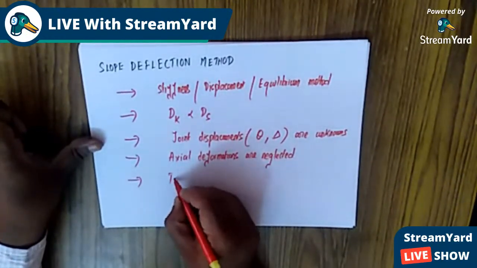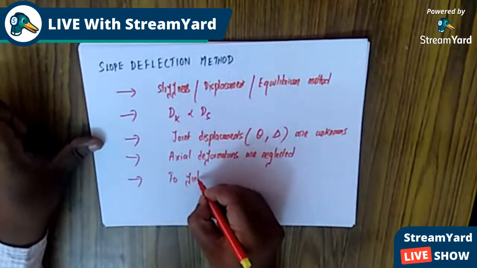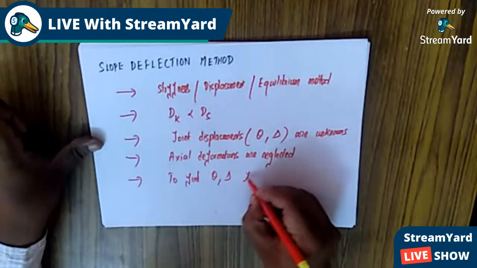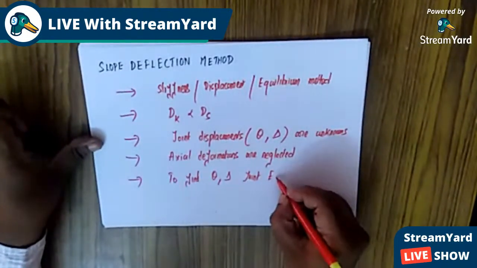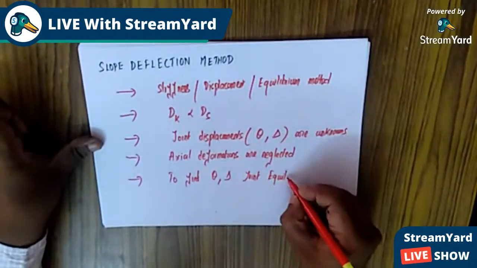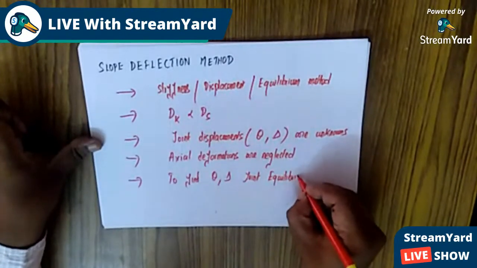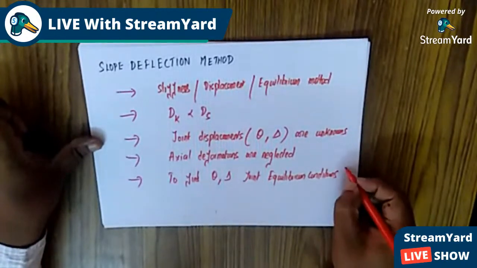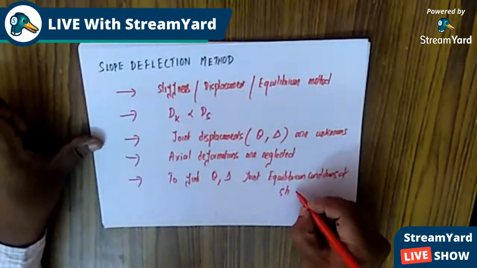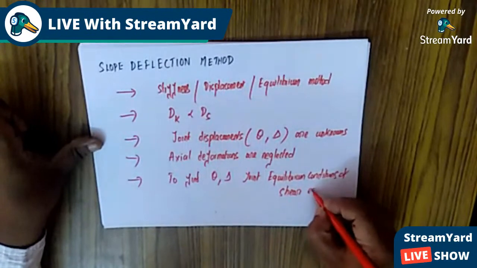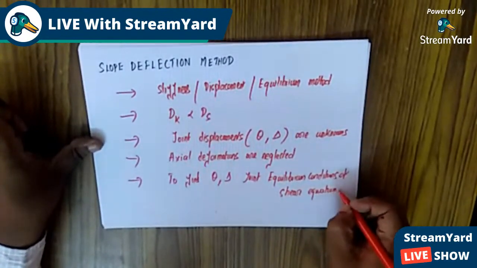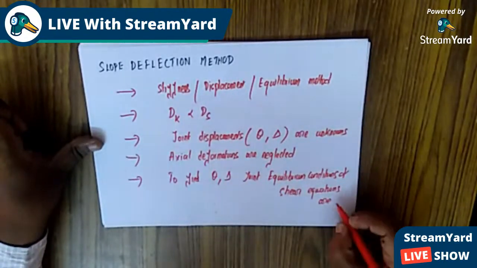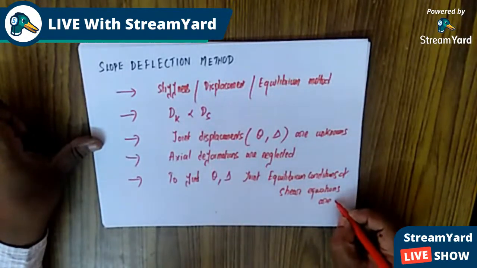In order to find these two unknowns, theta and delta, joint equilibrium conditions are written, and also shear equations in the case of frames are written. Finally the forces are found out.